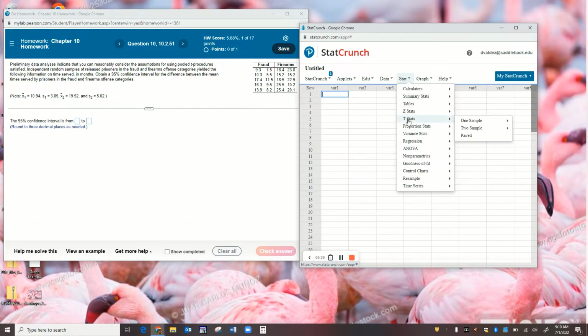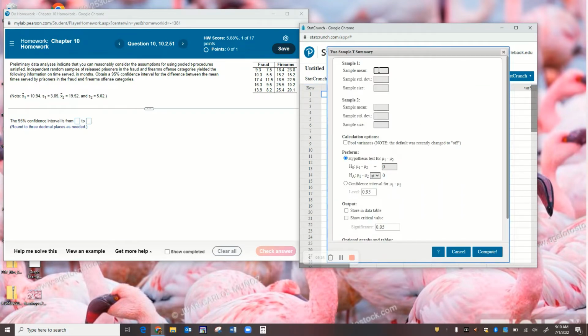So T Stats, this is 2 sample. This time we're going to go with summary. Okay, so sample 1, sample mean, just enter everything there, 10.94. Sample 1 standard deviation, 3.85. And the size, because I went through and counted how many there were, was 10. Sample 2, mean is 19.52. Sample standard deviation, 5.02. Sample size, again, 10. Pool these variances. I don't think there is anything non-pooled in the homework. So sorry, don't be mad.